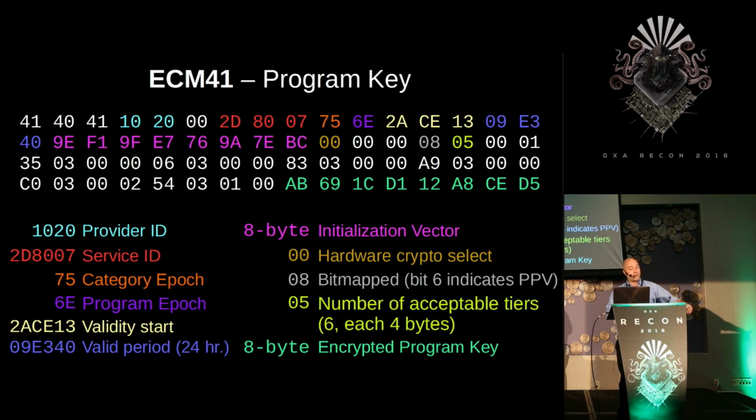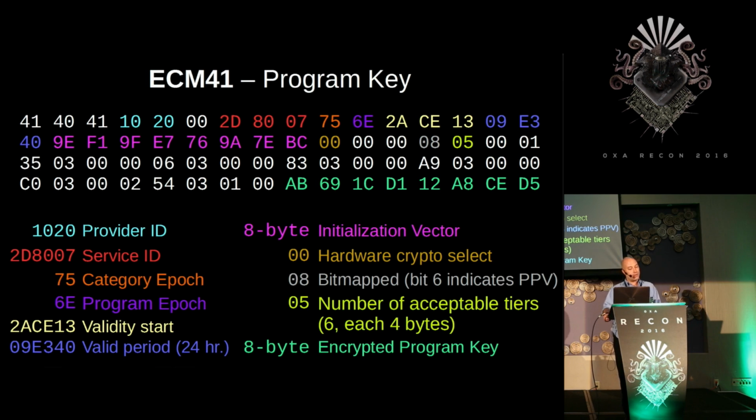The ECM41 contains the encrypted program key that's needed to correctly process the ECM40. There's a provider ID that indicates which TV operator subscribers should process the ECM41, and there's the same service ID that matches the ECM40 message. The category epoch identifies which category key is in use. There's also information about how long this program key will be valid for.